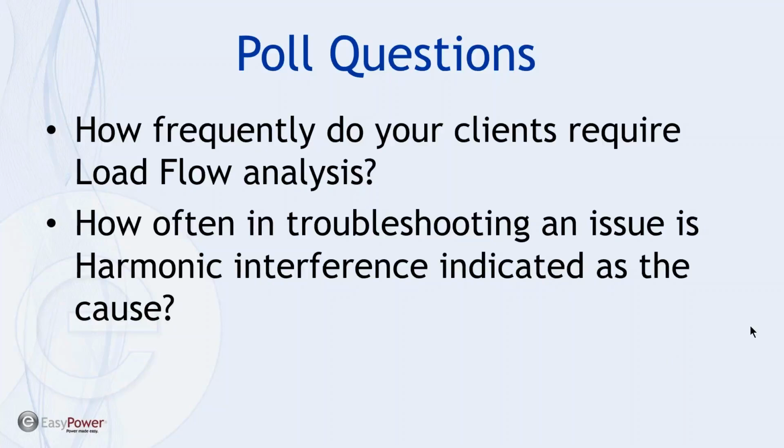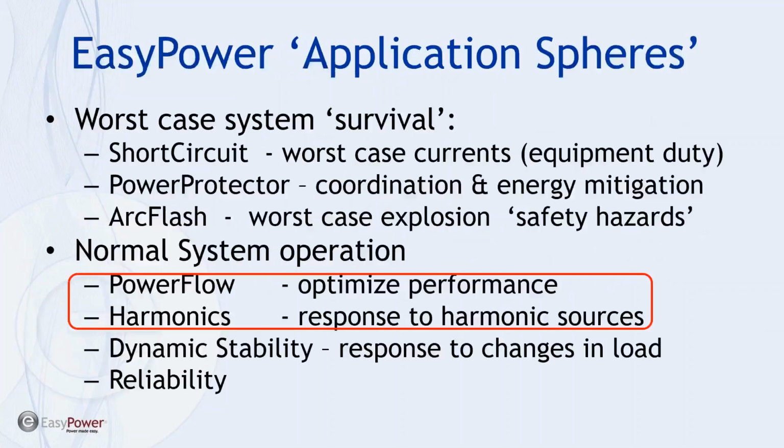As I mentioned, it's difficult to be comprehensive about either of these two topics. The EasyPower offering falls into two basic spheres. Worst case survival, which applies to the short circuit, coordination, and arc flash modules. And in some ways, there's less of a need for accuracy because we're talking orders of magnitude larger numbers in terms of the fault current that we deal with.